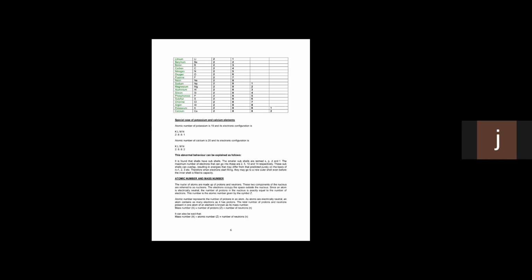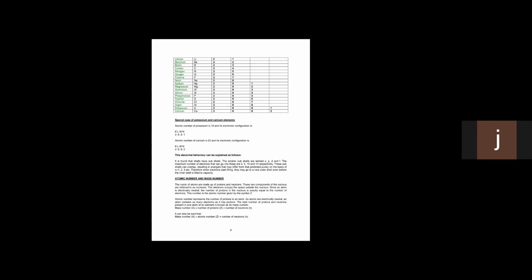Remember, electrons are not found in the nucleus. They are found in the structure of an atom. So we can define atomic number in 2 ways: the number of protons in the nucleus of an atom, or the number of electrons in an atom.